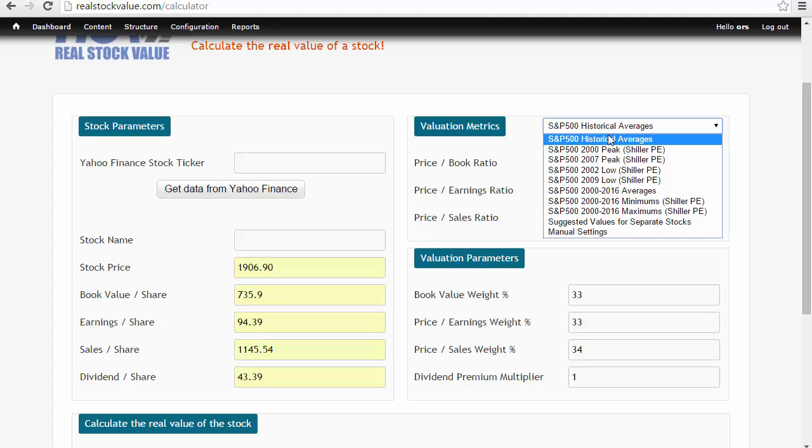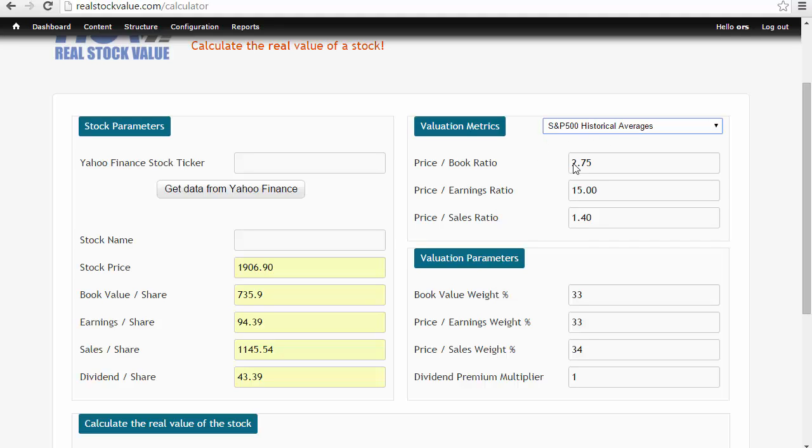I need to type in some kind of metrics, values that I consider good values. For this I picked the S&P 500 historical averages. So the historical average for price per book ratio is 2.75. For price to earning ratio is 15, and for price to sales ratio is 1.4, sorry.